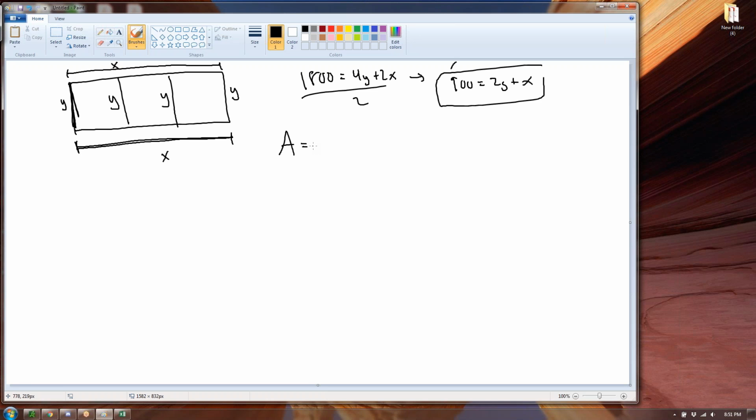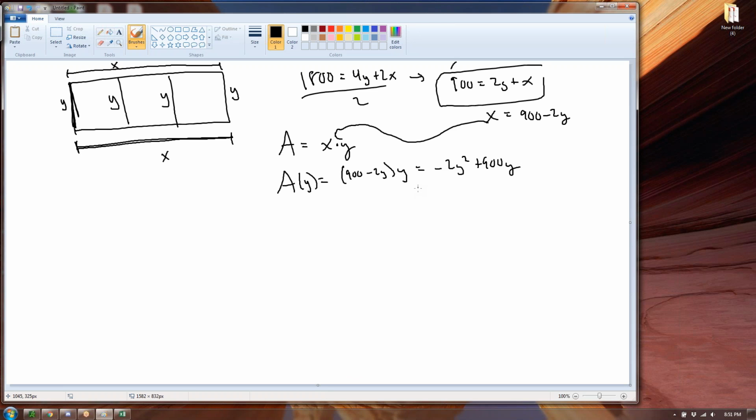My area is what I'm trying to maximize, and my area is simply just the length times the width. And here I can go ahead and solve. I don't have to write the area as a function of x. I could write it as a function of y. If I solve for x here, it would be 900 minus 2y. So if I substitute that here, my area would only depend on one variable. It would be 900 minus 2y times y, or basically negative 2y squared plus 900y. The name of the game is find the vertex.